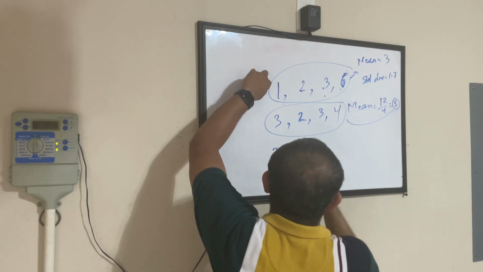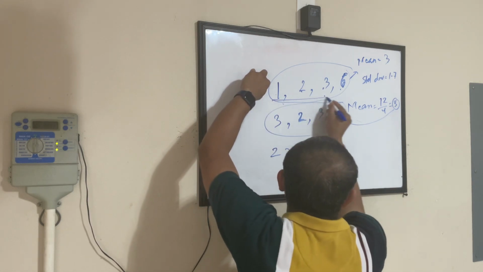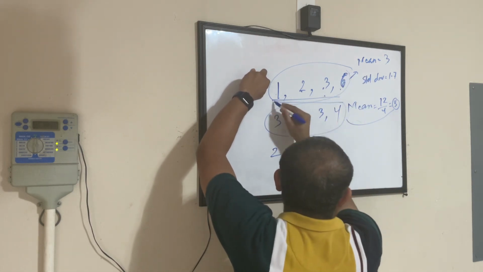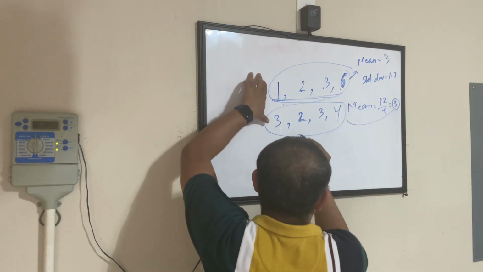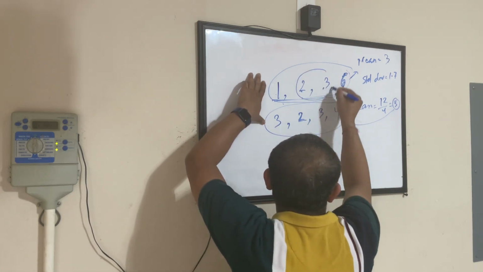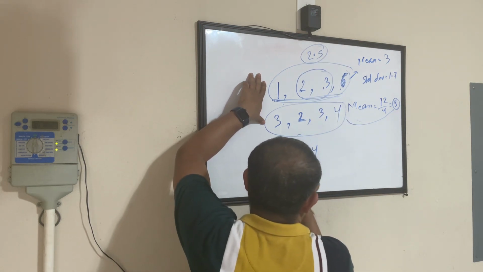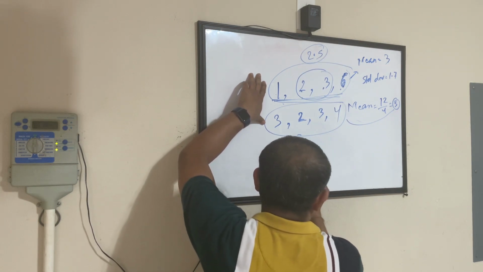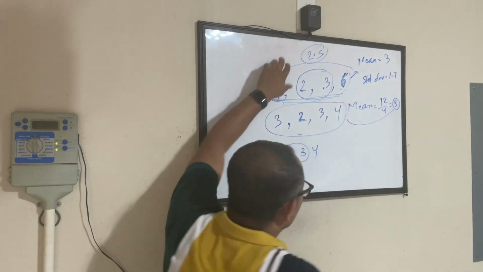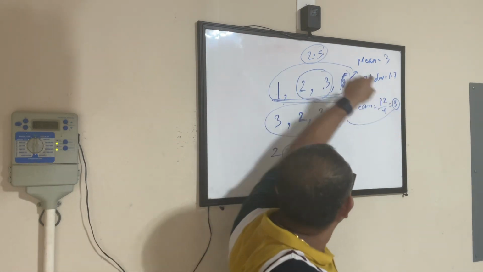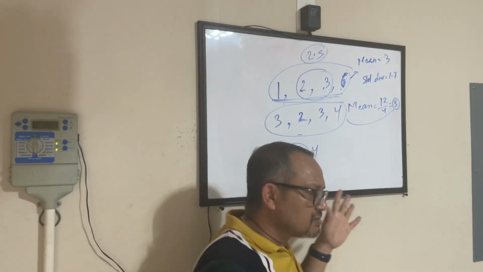Now what will be the median? If you arrange them in increasing order, in this set the median would be the average of these two, which will be 2.5. Here the median would be 3. Pretty close, not very far. So your mean is the same, and your median is also somewhat closer.